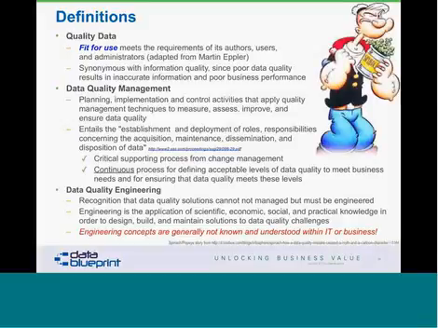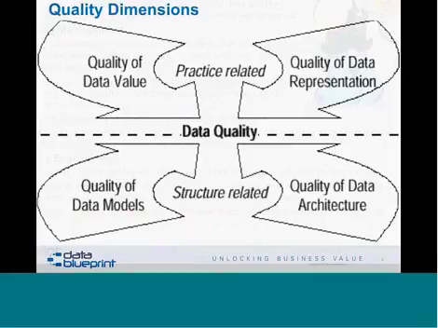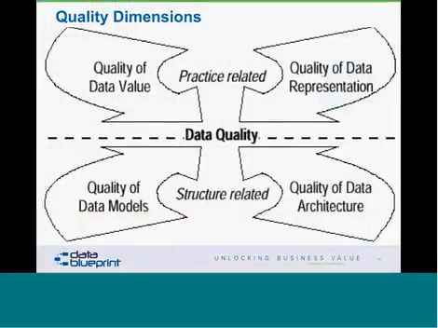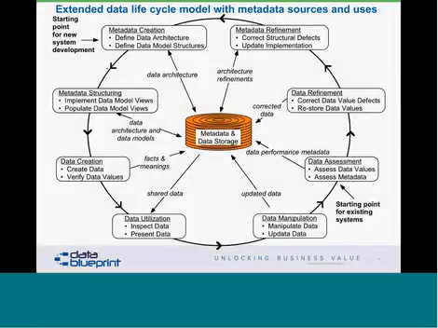I told a little story about Popeye. See if anybody remembers that particular story later on. Again, the idea is that we have quality dimensions that are not generally addressed beyond the value and representation of the quality. It's the quality of the models and the quality of the architecture that supports them, which gives us a very different data quality life cycle than most organizations have.